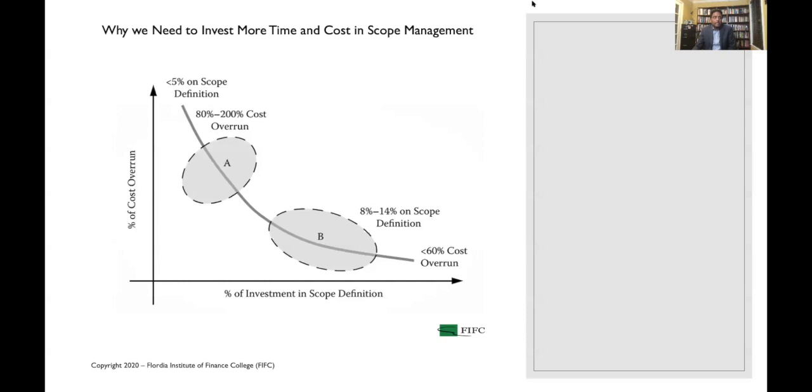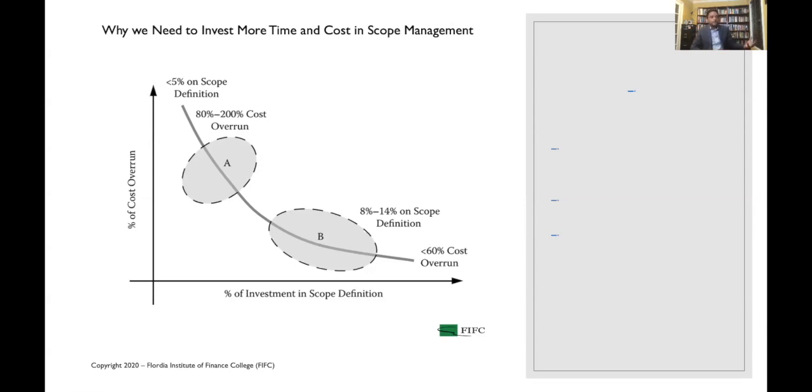All right, now the next step. This slide is very interesting because it will tell us why we need to invest more time and cost in scope management. There's fascinating data on that. The chart shows the percentage of cost overrun against the percentage of investment in scope definition. Remember that concept, garbage in, garbage out?